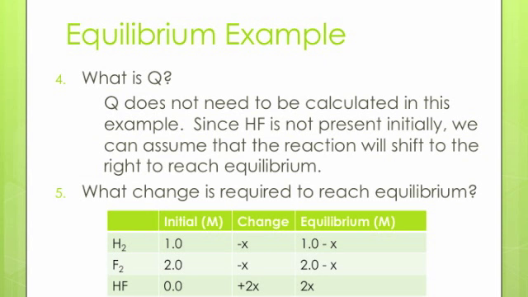But number 5, we need to define the change needed to reach equilibrium and define the equilibrium concentrations by applying the change to the initial concentrations. H2 and F2 are a one-to-one relationship. So H2 will lose X and F2 will lose X. HF, however, will gain 2X. So H2 is 1.000 molar minus X, F2 is 2.000 molar minus X, and HF equals 2X.